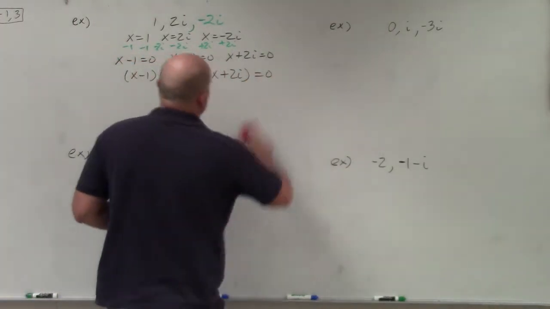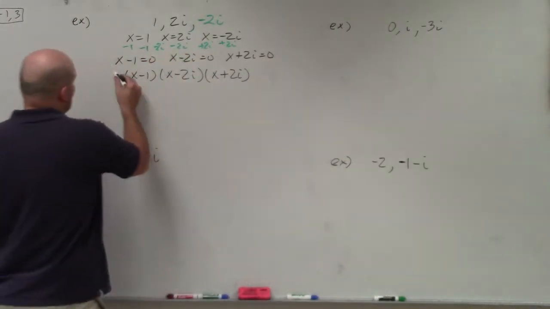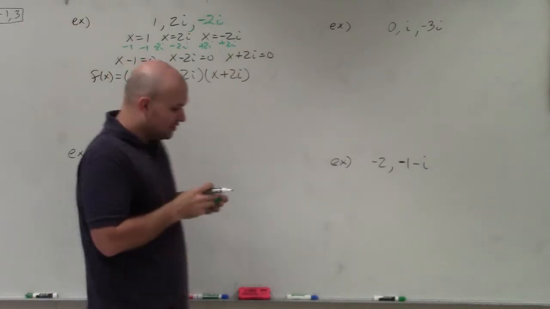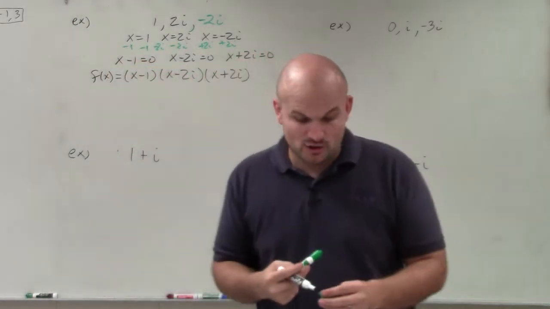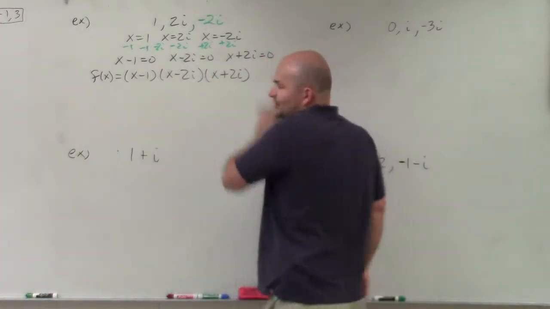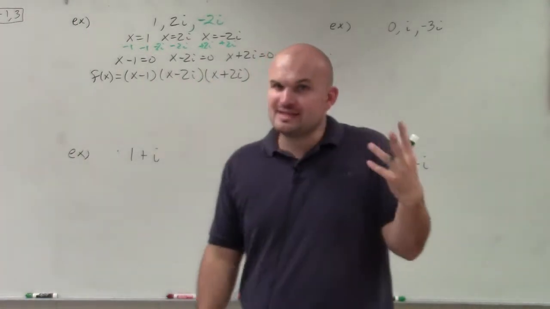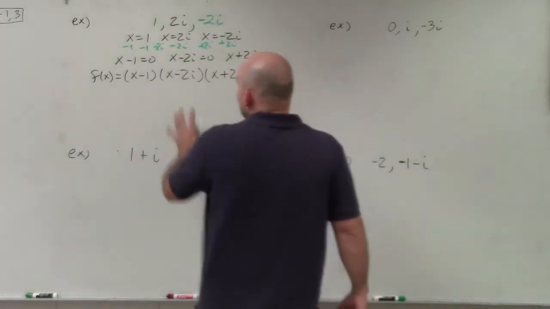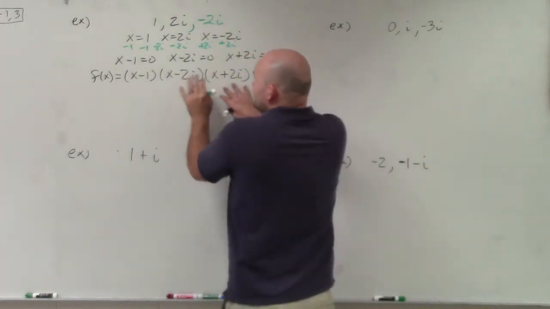So I'm going to get rid of equaling 0, and I'm just going to say we want this to equal f of x, our function. Now, you have a binomial times a binomial times a binomial with complex numbers. So my recommendation here is to always multiply your complex numbers first. Two reasons. One, you get rid of your complex numbers. And two, remember, a number and its conjugate creates a difference of two squares.